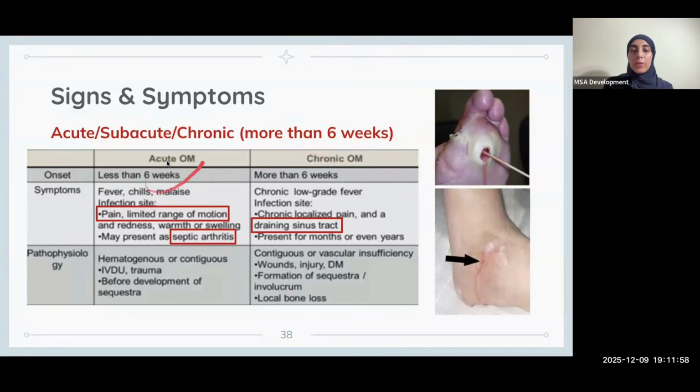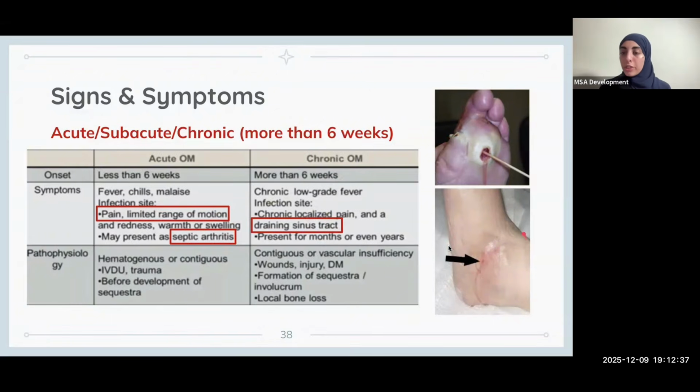In acute, the pain and limited range of motion are going to be more profound, while in chronic, it's going to be more of a chronic pain. It's not going to be as severe and as acute and sudden as this one. Also, in acute, they may present with septic arthritis because, as we know, they can each be caused by each other. So you can have septic arthritis that became osteomyelitis and vice versa. So specifically in acute osteomyelitis, you may also see septic arthritis. And in chronic osteomyelitis, you will see something called a draining sinus tract.